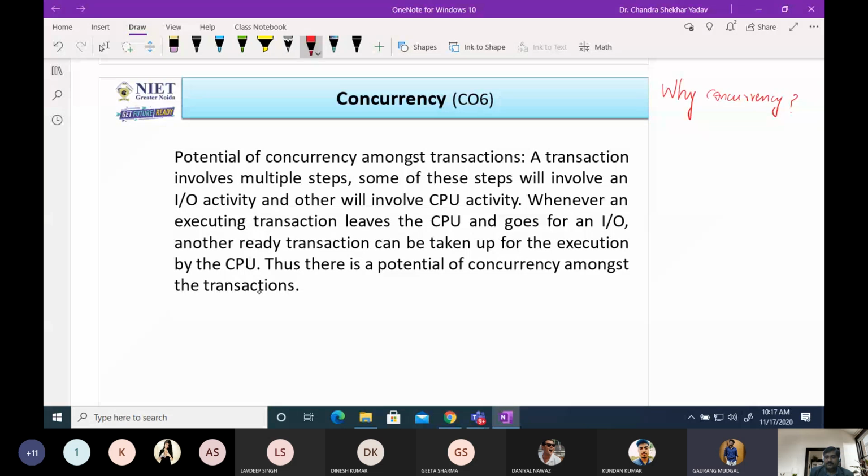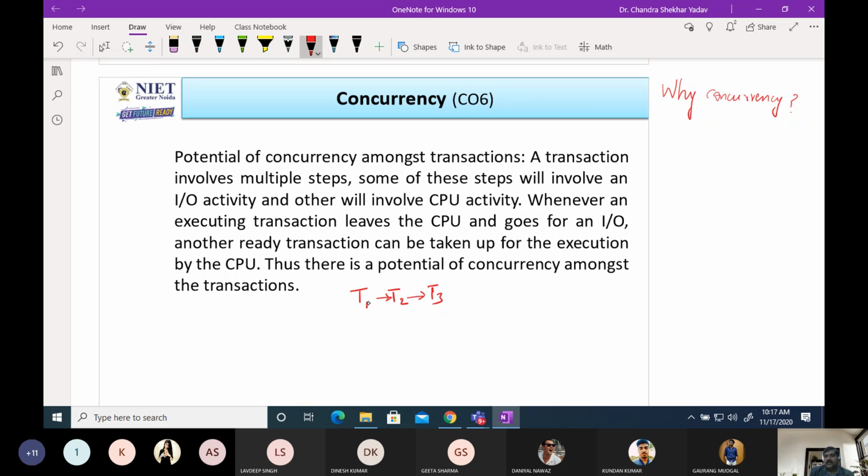Hello. Yes sir. If you do not allow concurrency, when one transaction finishes then we start the second transaction, then we start the third transaction. If T1 performs input output operations, then during that time the CPU sits idle. So here there is no utilization of CPU. There is no optimal utilization of the CPU.